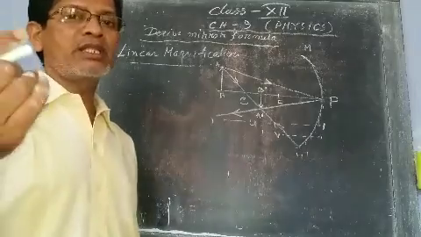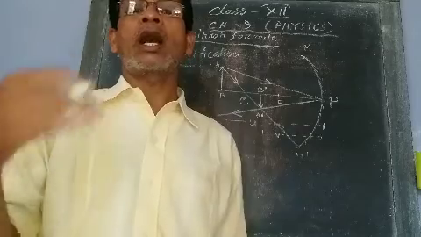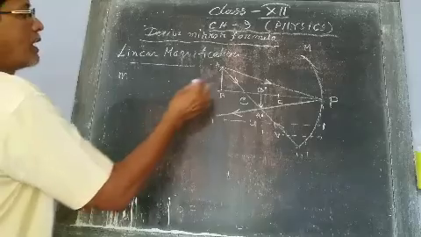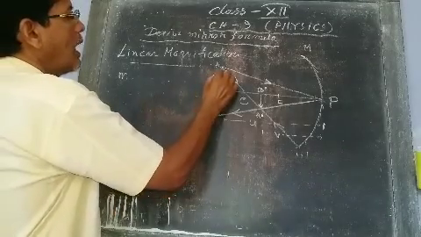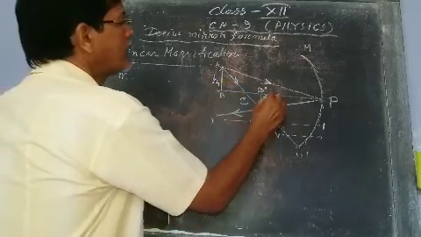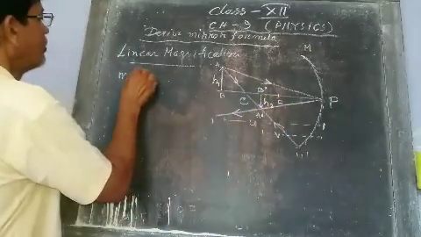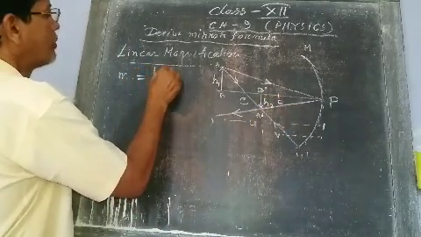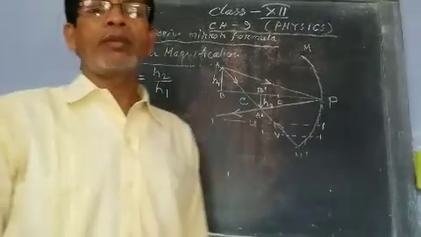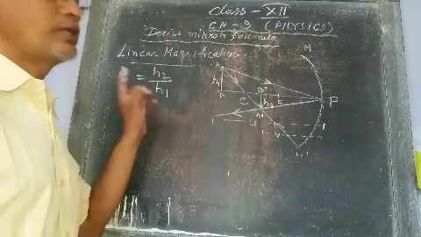So its definition: linear magnification is the ratio of size of image to the size of object, or height of image to the height of object, and it is denoted by M. If the height of object is H1 and of image is H2, then M is height of image H2 by height of object H1. This is the definition. By definition, linear magnification means ratio of height of image to the height of object.